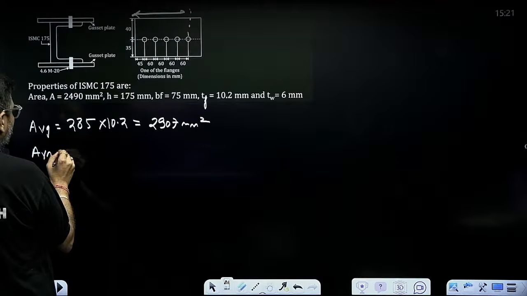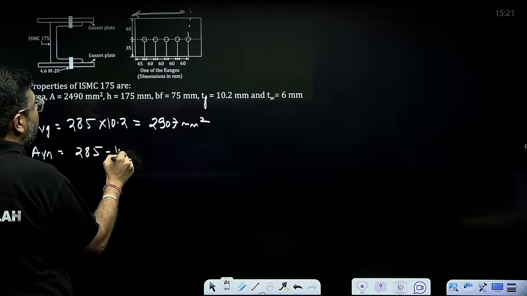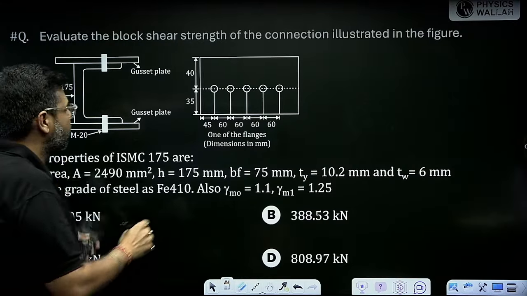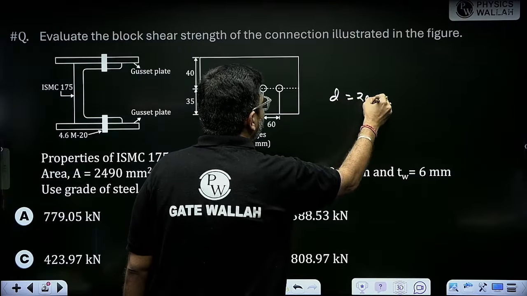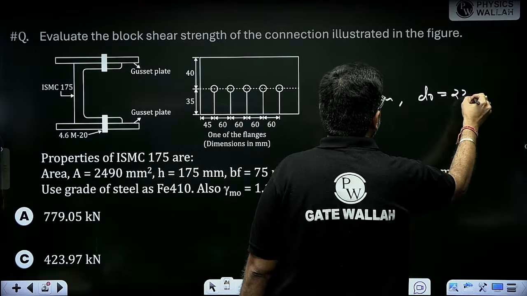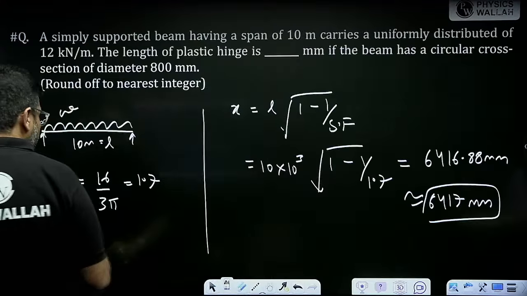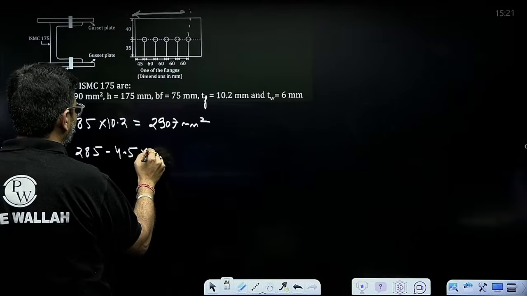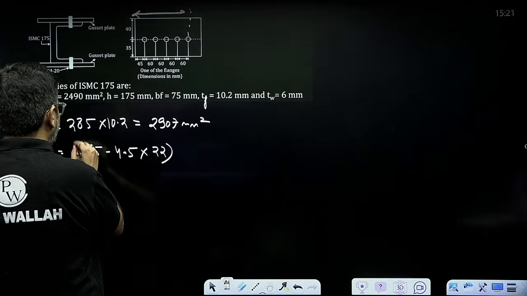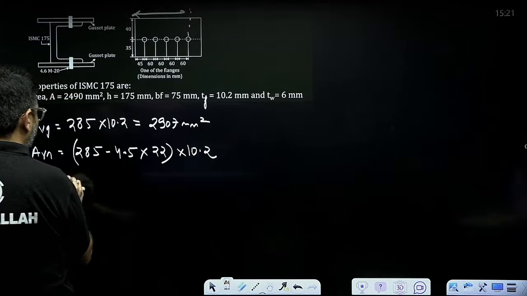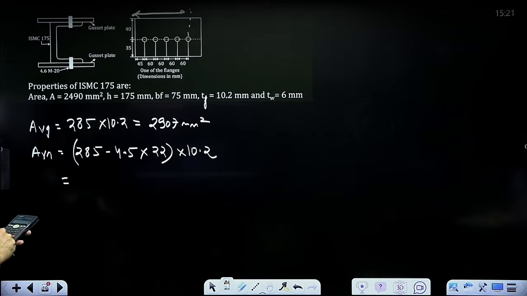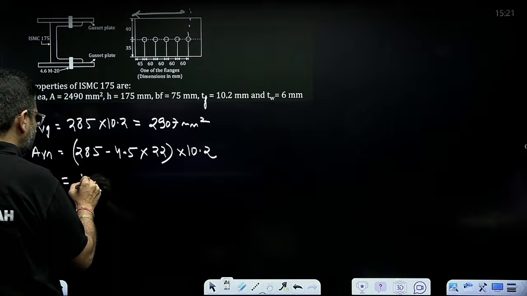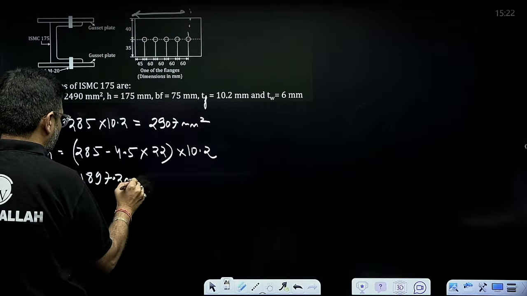AVN also you calculate, that is 285 minus 4.5 into dia of bolt hole. If d is 20 mm, d naught will be 22 mm. So take dia of bolt hole as 22 mm. So 4 bolts and the last one half, so 4.5 into 22 into 10.2. That is 1897.2 mm square.